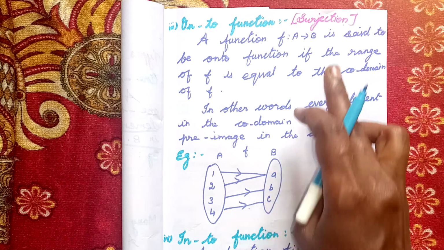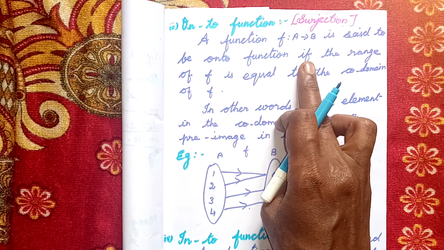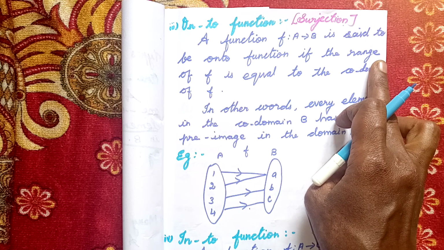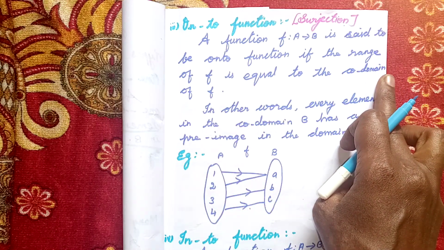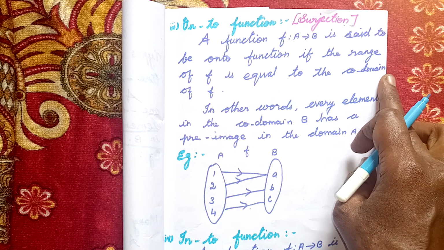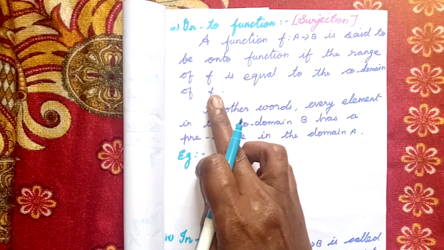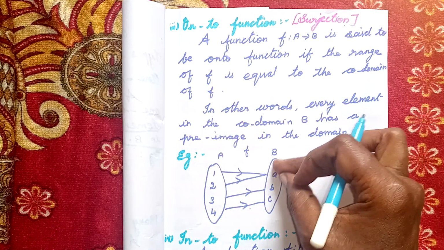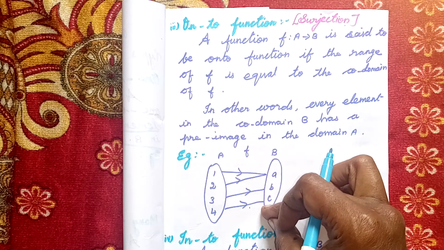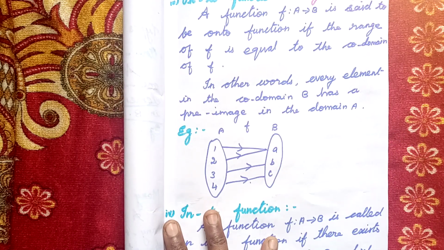A function F from A to B is said to be an onto function if the range of F is equal to the codomain of F. Range of F equal to the codomain of F means that is an onto function. In other words, every element in the codomain B has a pre-image in the domain A.